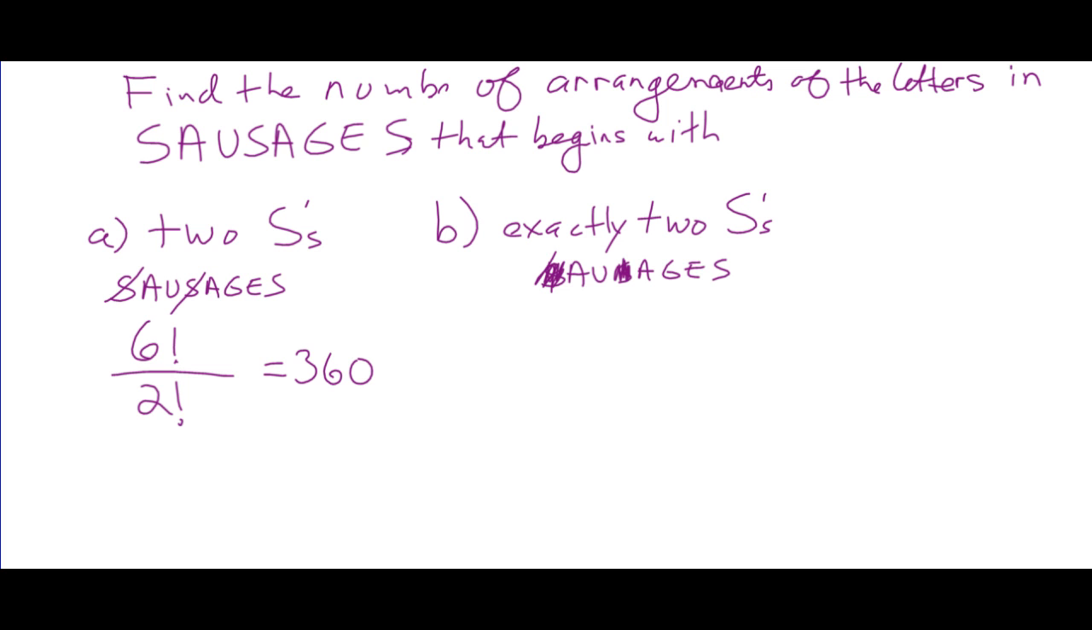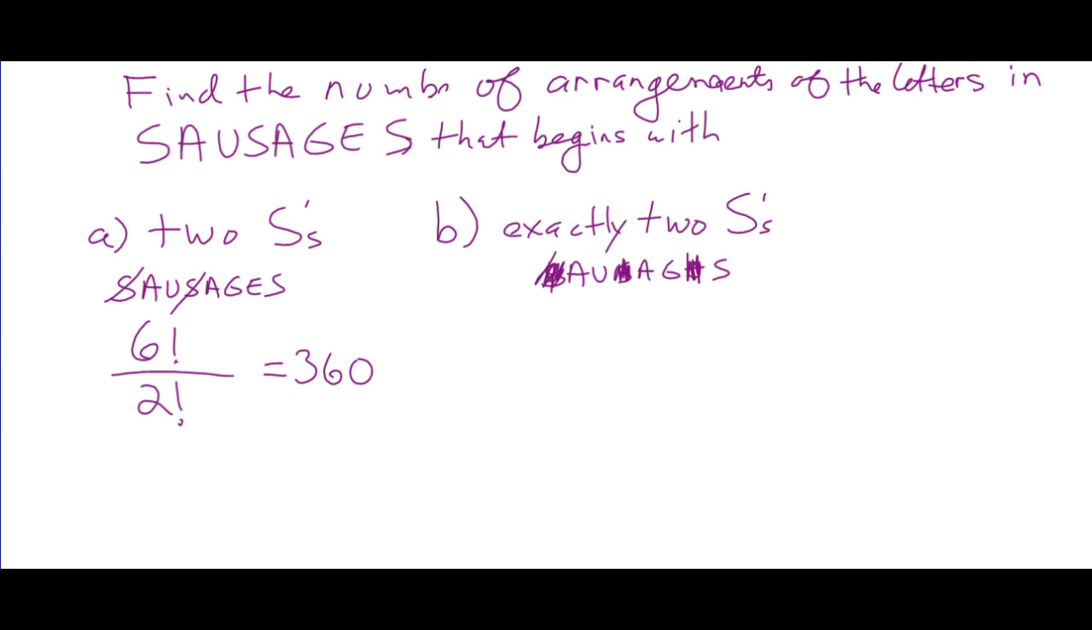But what if it's not an A? Let's uncross that A. Now we know it can't be an S, but what if it's the E? Then what have I got left? 1, 2, 3, 4, 5 letters, but there's a problem, right? Because now 2 of them repeat. So then we've got to deal with two cases, right? The third letter is an A, the third letter is not an A.